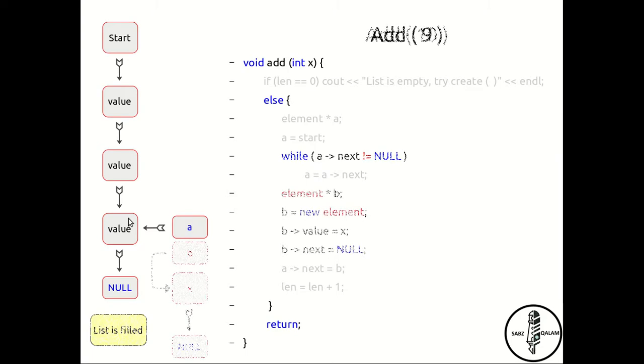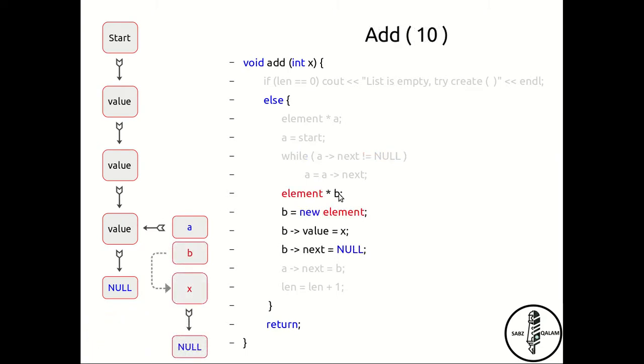Okay, so now what you do, you declare a new pointer. The pointer is now pointing to a memory location, and then that memory location's value has been updated to whatever you wanted it to update, and the next is pointing to null. You want it to point to null because add, as per our definition, always adds an element to the end of the list.